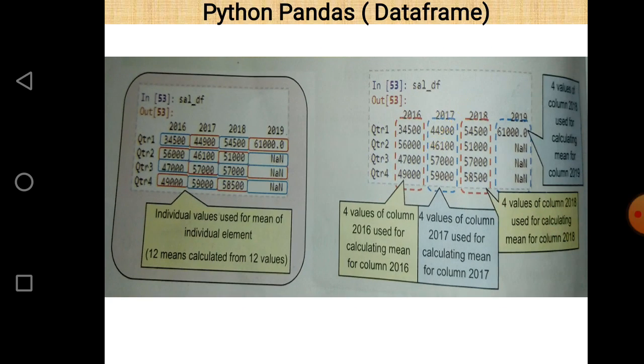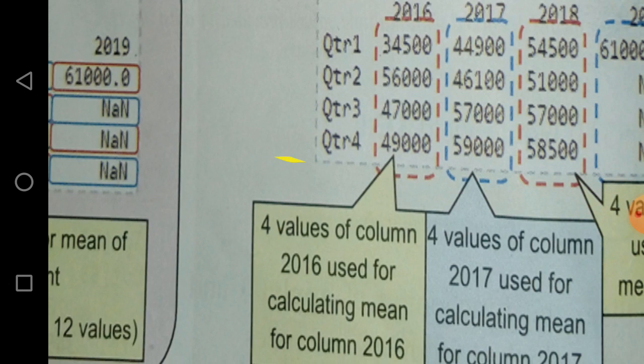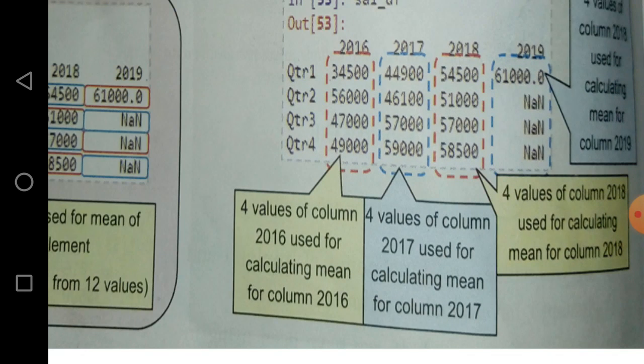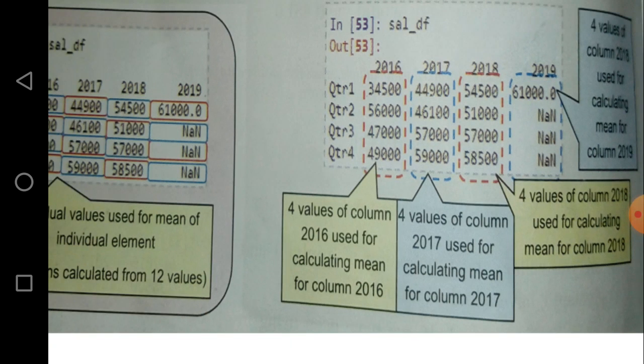And the second one is another example, which is just an explanation of the previous example. When we apply the apply function, these are the four values of a column, the four values of 2017, four values of 2018, and four values of 2019. The mean of these four values of a single column will be calculated, for each and every column, whether it is 2016, 2017, 2018 or 2019.